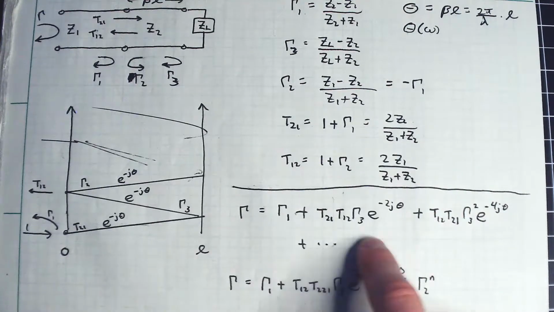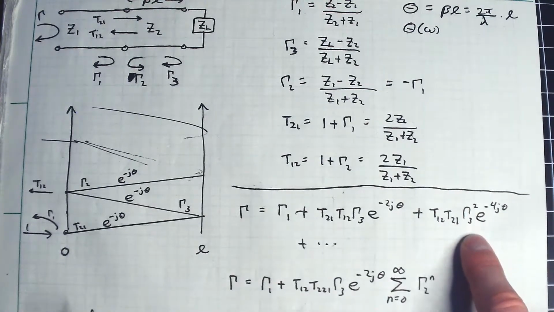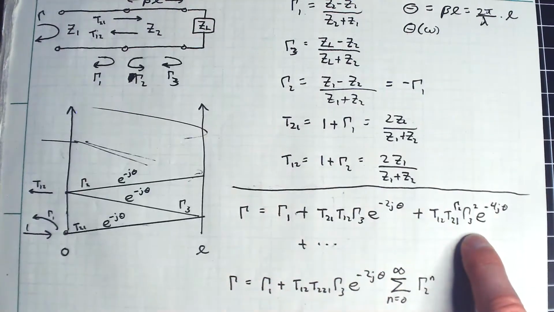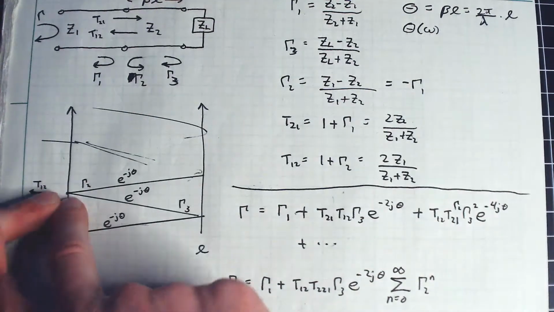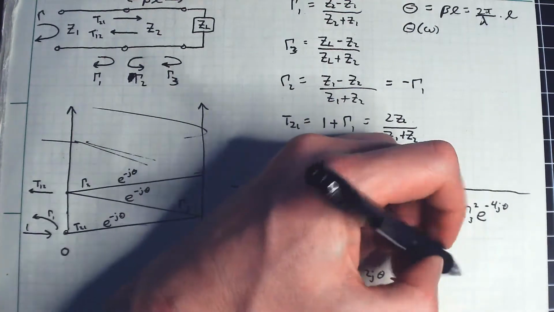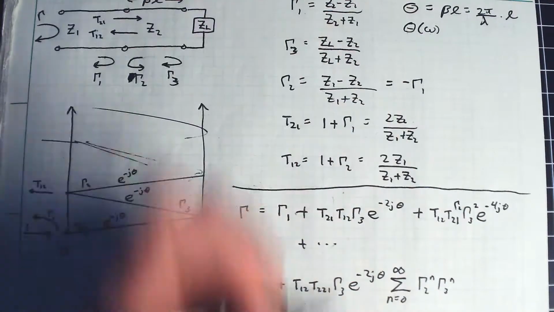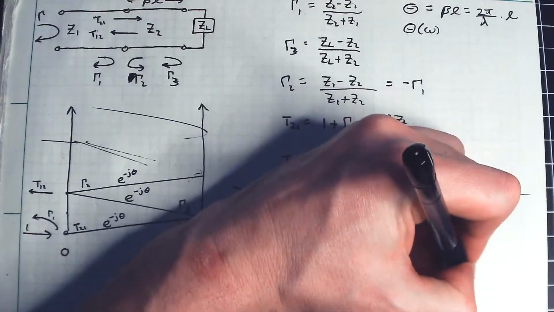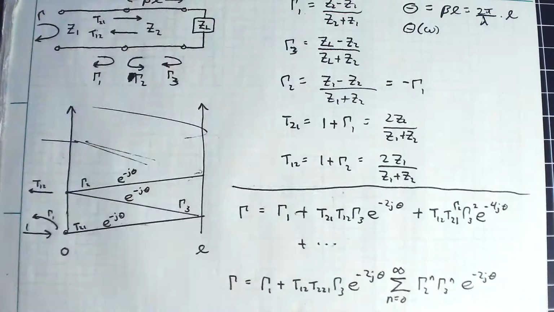Oh, did I miss a gamma 2 here? Oh, sorry. Yes, I missed. There's supposed to be a gamma 2 there. Okay. Because that represents this reflection here. So I'm going to accumulate a gamma 2 with each little bounce. And then there's a gamma 3 to the n. So we factored it out, one of them over here. And then there'll be an e to the minus 2j theta.